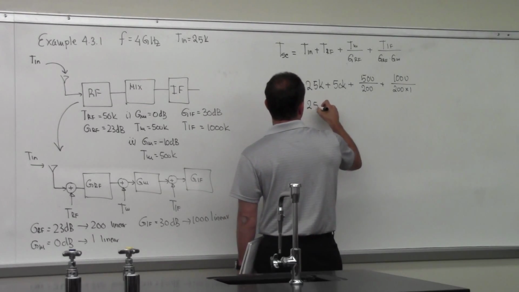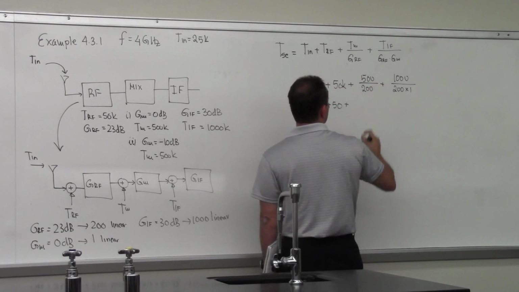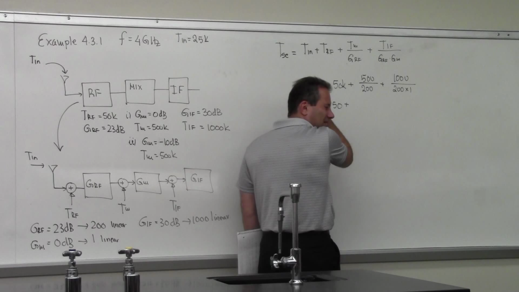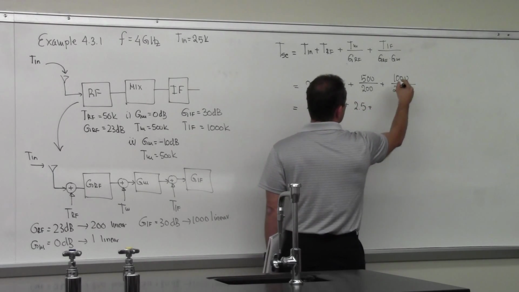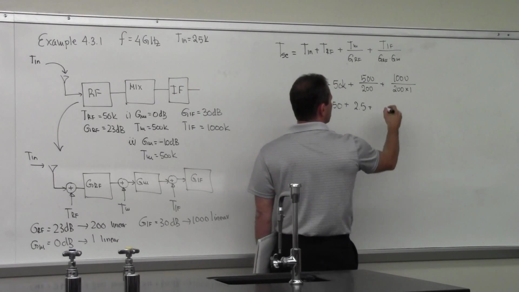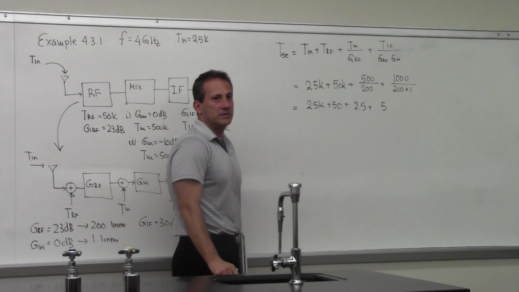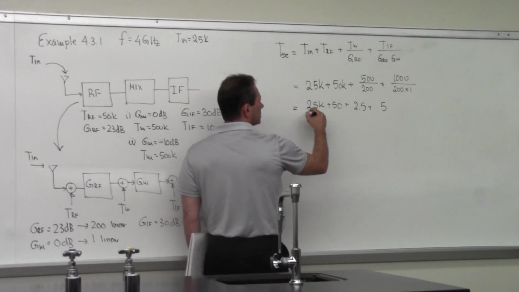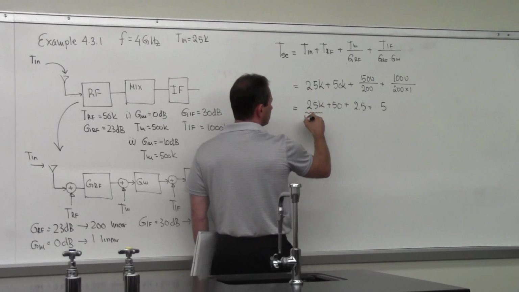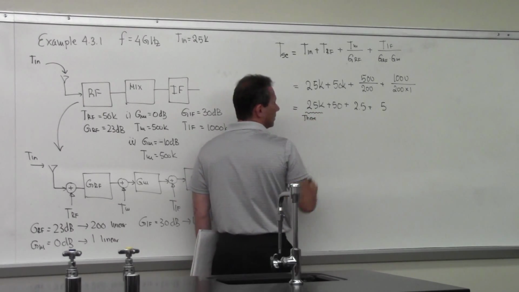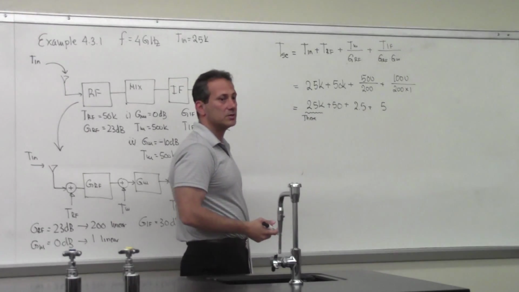This is 25 plus 50 plus 5 over 2, which is 2.5, and then 1,000 over 200 is 5. So look at the contribution of the various elements. This one, there's nothing we can do about it. This one is there because that's what comes through the antenna. It's not generated by our system.